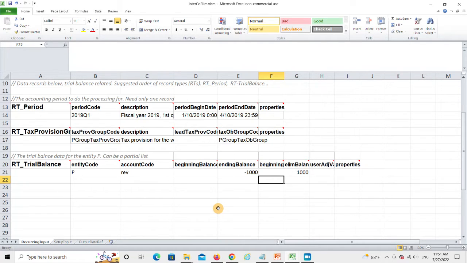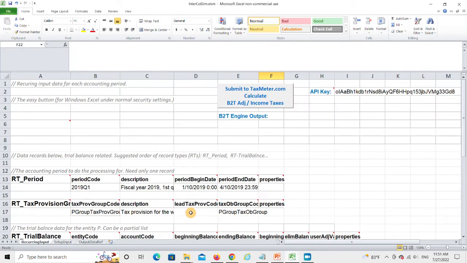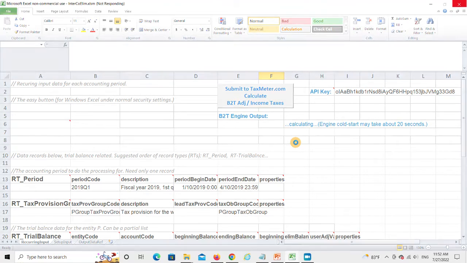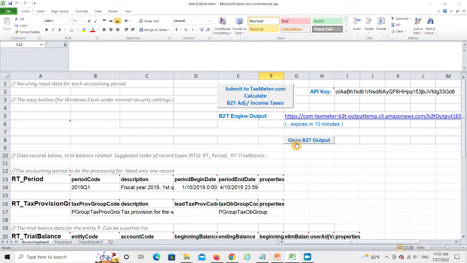Now let's see what happens when we calculate the taxes for the whole group. Let's pay attention to the taxes of the whole group. So we're going to save it, and we're going to submit it to the B2T engine. And the engine is starting up, so it may take a few seconds. So it's done. Let's go to the output file.